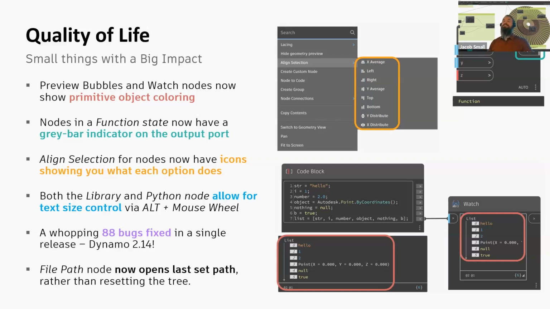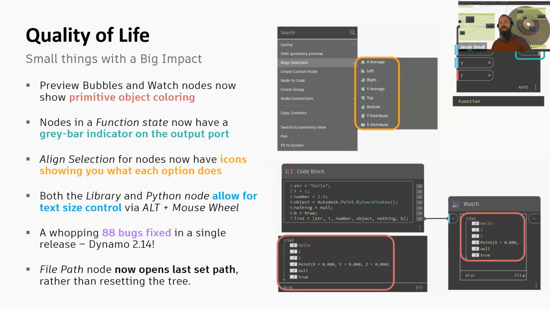We've also fixed a ton of bugs in 2.14 in particular. 88 different bugs were fixed and addressed in that single release, which is a lot. I don't know if that's a Dynamo record, but it's pretty high. Probably. Yeah, it's pretty high. I wouldn't be surprised if it was. So the bar's been set for future releases.